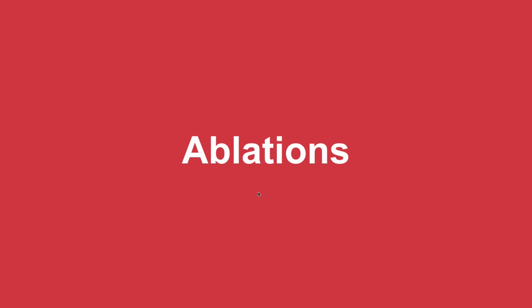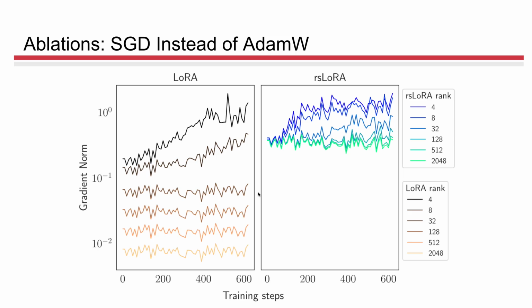We'll look at some ablations, which are basically asking the question of, does this just work for Llama 2? Does this just work for AdamW? Does this just work for 1 over square root of r? Are there other variations that give us these results? If we use vanilla stochastic gradient descent instead of AdamW, we get the same result. With LoRA, the gradients collapse. With rsLoRA, the gradients are stable, and we get stable training.